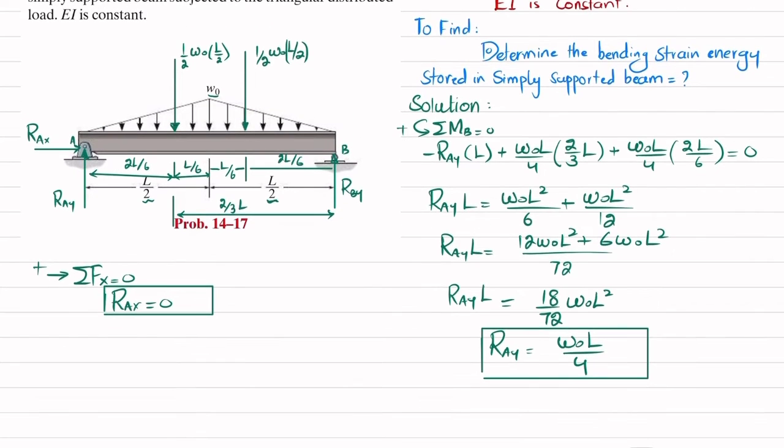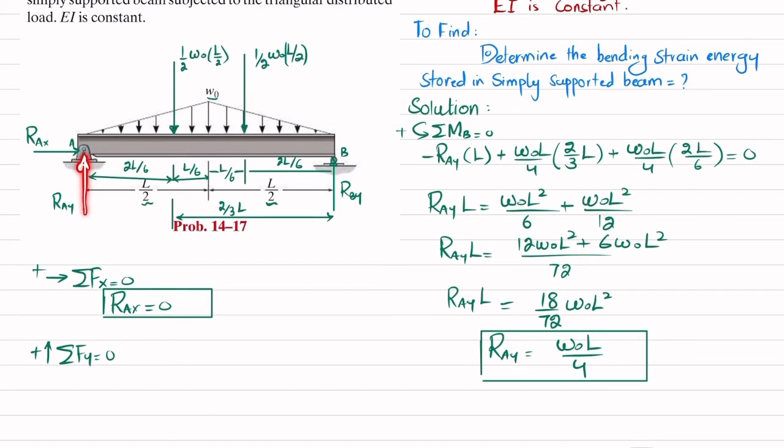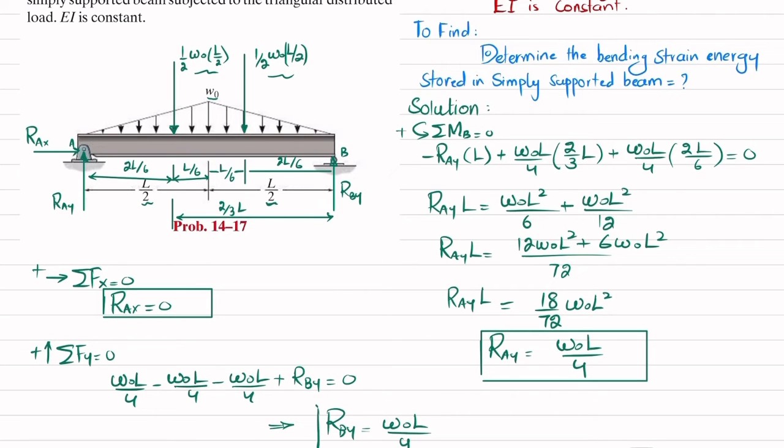Now we'll find RBY by using the third equation of equilibrium, that the sum of all forces along the y direction must be equal to 0, and upward force is taken as positive. So RAY, which is acting upward, that is W naught L over 4, minus this force, minus this force. So W naught L over 4 minus W naught L over 4 minus W naught L over 4 plus RBY is equal to 0. So from here, RBY is equal to W naught L over 4.